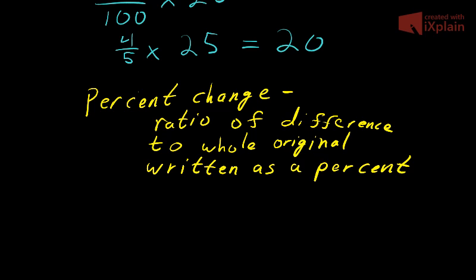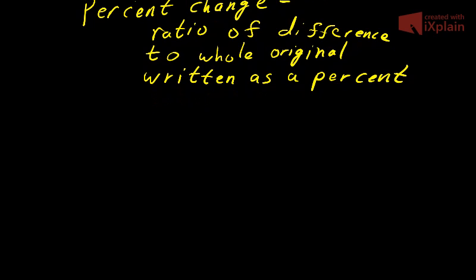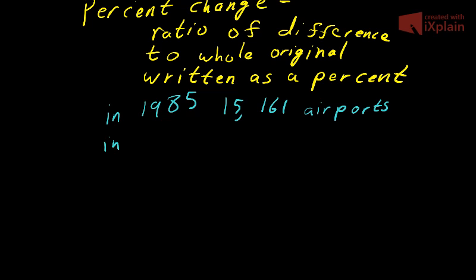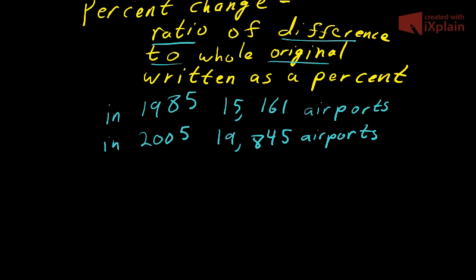I love doing practice problems to try to kind of see what this looks like. So we're going to start by saying that in 1985 there were 15,161 airports in America. And also saying that in 2005, there were 19,845 airports. So this says, at my definition, I want to find the ratio of the difference to the original.